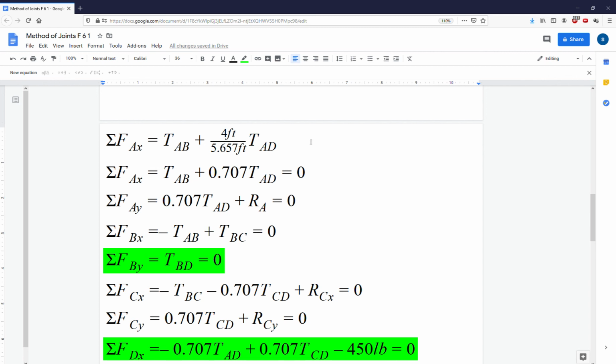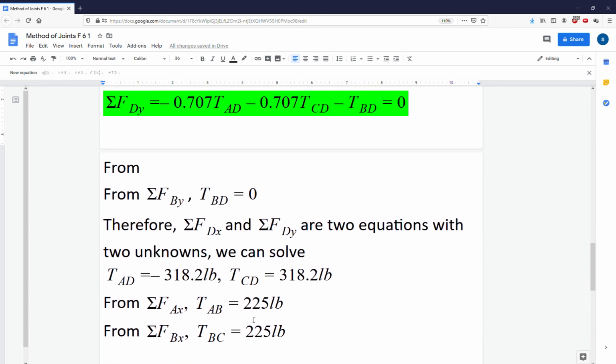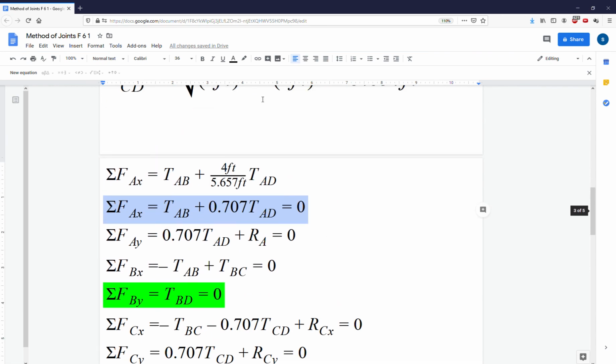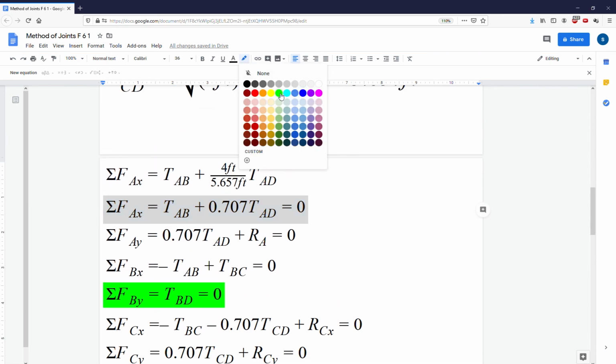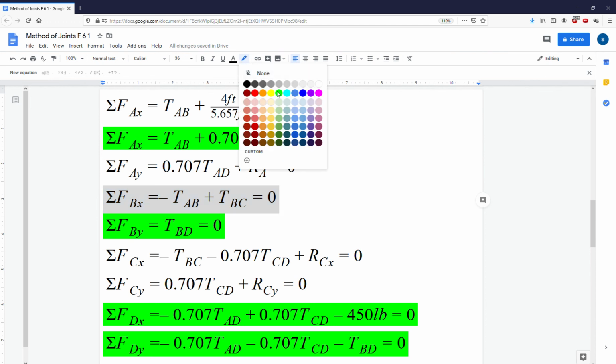So at this point, we have a few options we could take. Let's start with this one, sum of forces on A in the X direction. TAD is known, which means that TAB becomes the only unknown in that equation, and so we can solve for TAB there, which will equal 225 pounds. Finally, now that we know TAB, in the sum of forces on B in the X direction, TBC is the only unknown, so we can solve that.